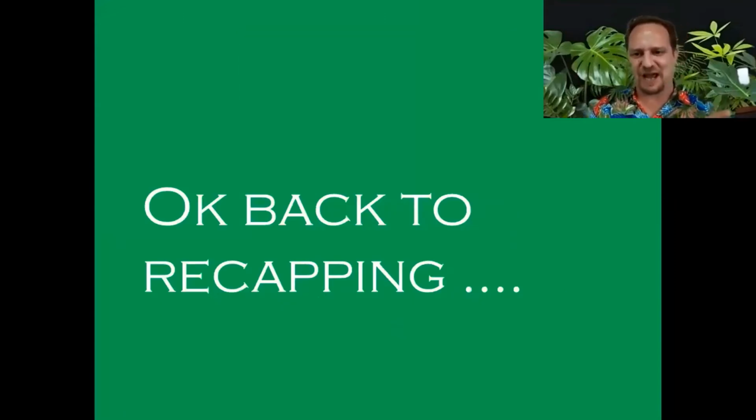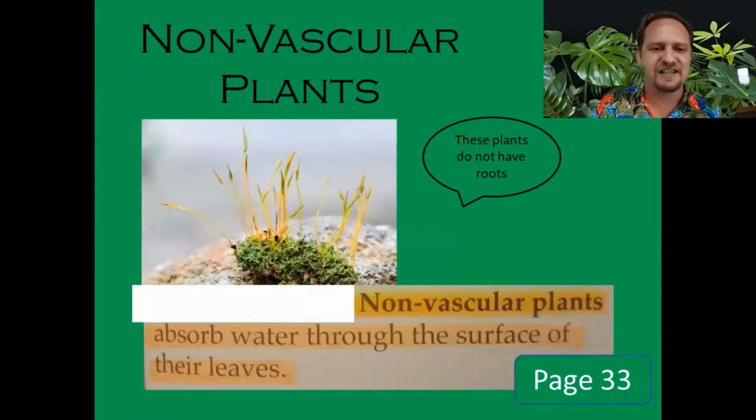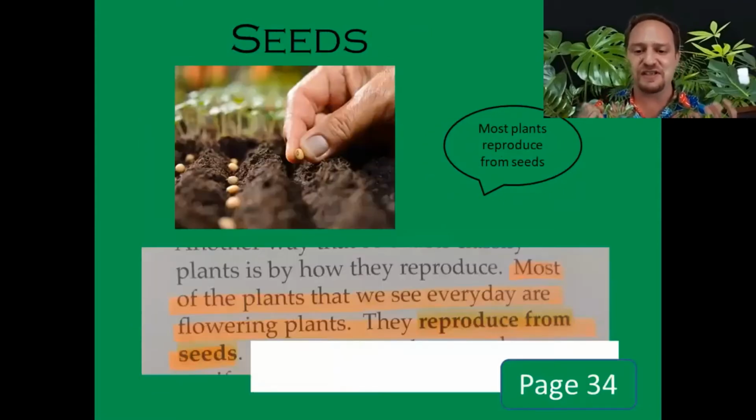Okay, back to recapping. Let's see, what were we learning last week? We were learning about vascular plants. Okay, most plants you see are vascular. They have tubes in them called xylem and phloem that transport water and food around the plants. Non-vascular plants are kind of the opposite. They don't have any roots, but they absorb water through the surface of their leaves. Okay, most plants use seeds to reproduce.